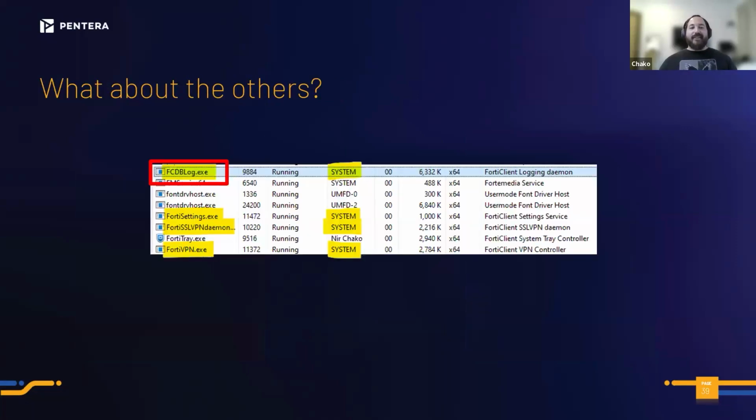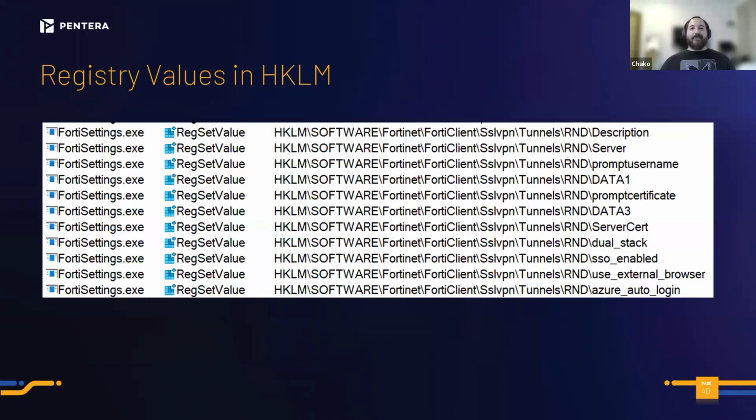I think we covered a bunch of ways to exploit this vulnerability. So I went on and asked, okay, what is out there other than the FCDB log service? And the answer was, well, we have FortiSettings as well, so let's have a look. The reason it was interesting for me is that I saw in Procmon, which is a Sysinternals utility, that FortiSettings changed very sensitive registry values. So it could be the server certificate, the enabling of the SSO function, Azure auto login, and a lot of other registry values as well. So again, it was kind of interesting.